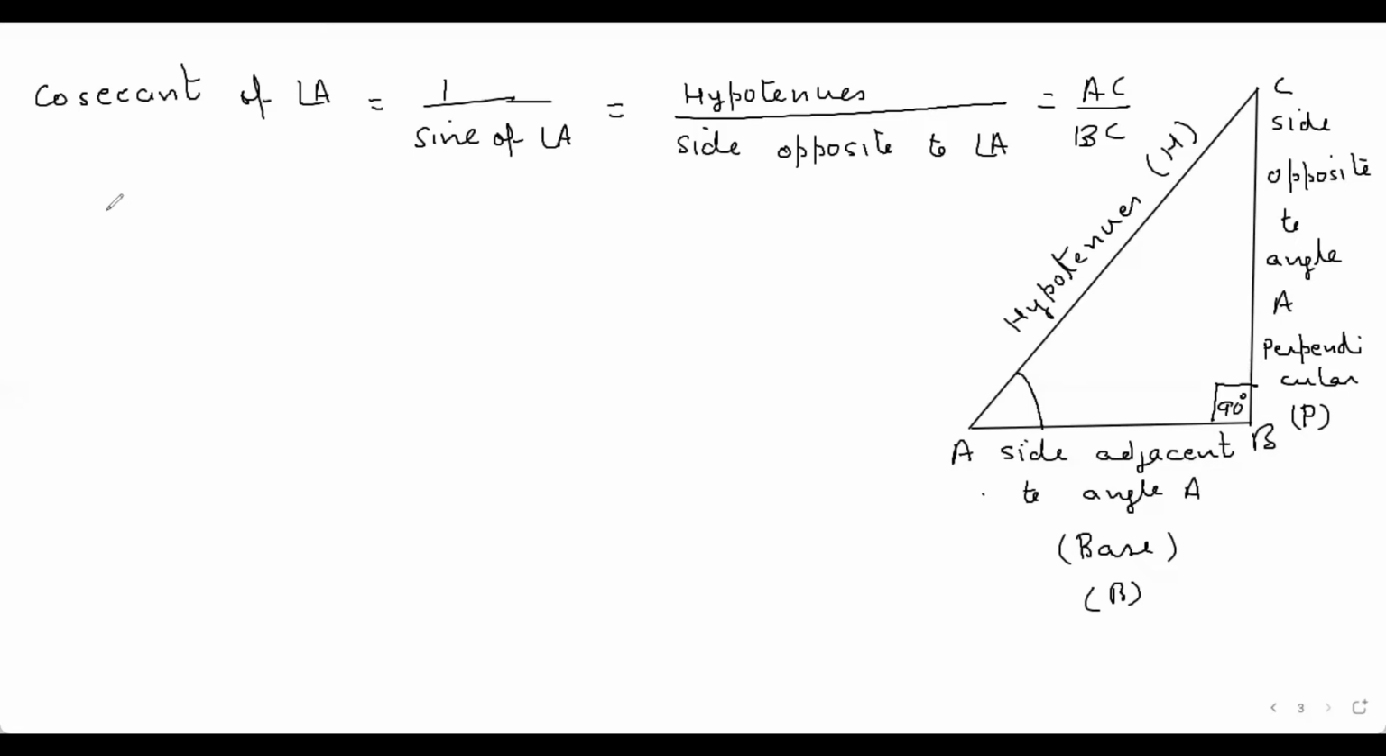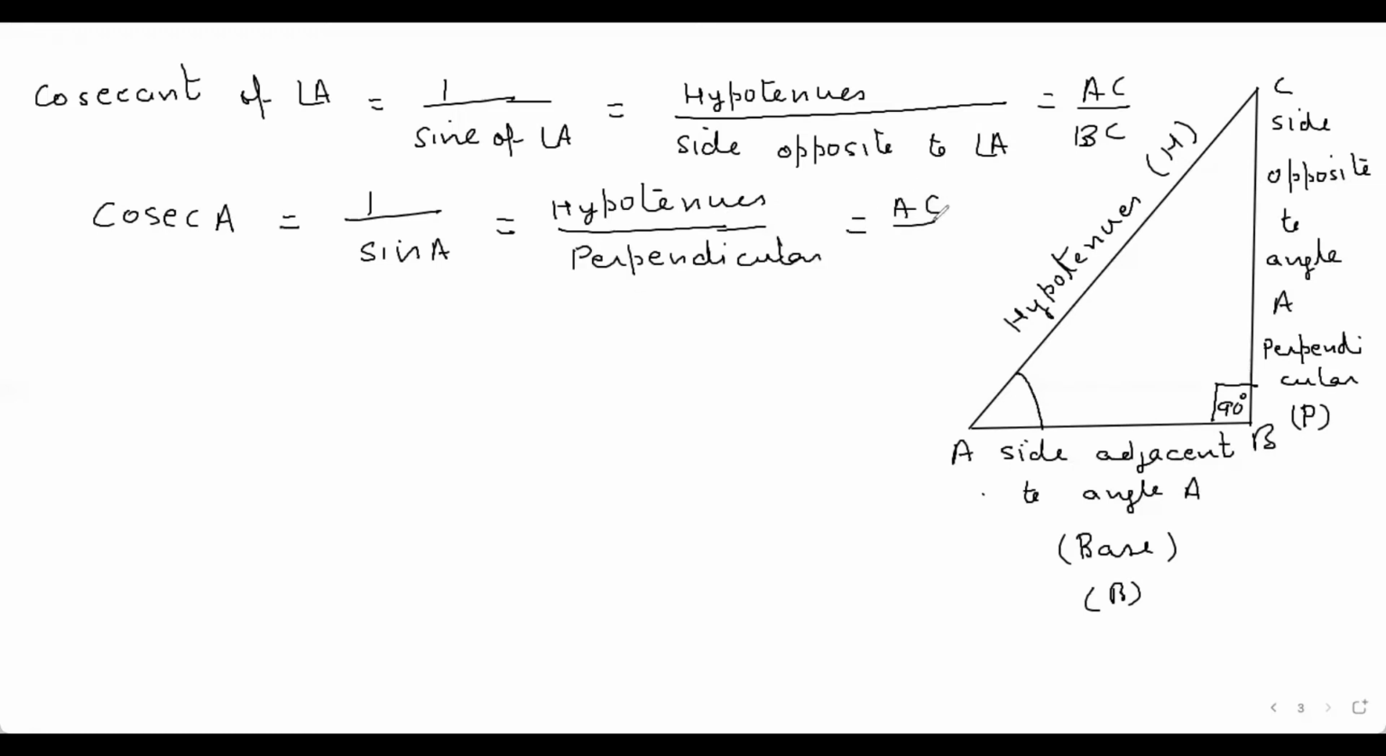Now in short form, we say cosec A is equal to 1 over sin A is equal to hypotenuse upon perpendicular, which is AC by BC. So we are going to learn cosec A is equal to 1 over sin A is equal to H by P.